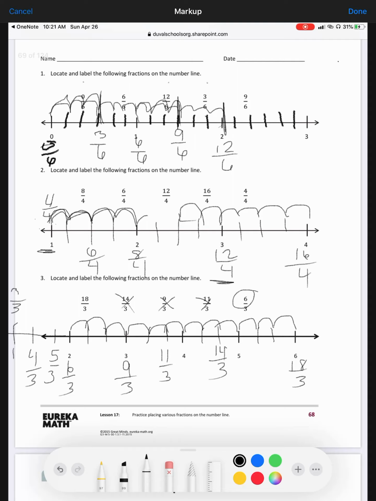What's really important to remember is we're not always starting at 0. We're starting at different numbers. So if we're starting at 1, we're starting at whatever the denominator is over itself, 4/4. If we're starting here, like at number 3, we're starting at 2. So we have to make sure we understand that 2 is equal to 6/3. We're not just starting at 1/3 because it's the first number.